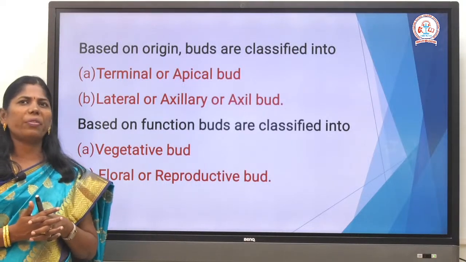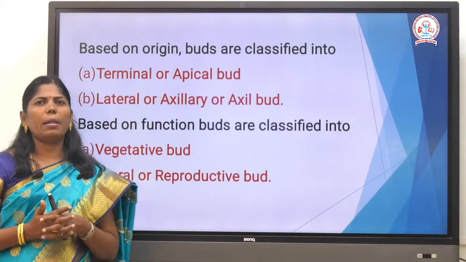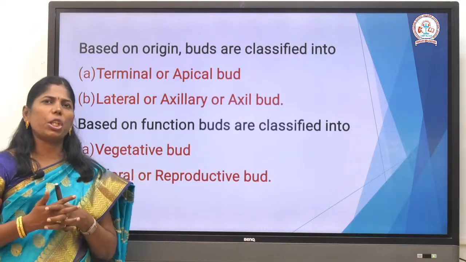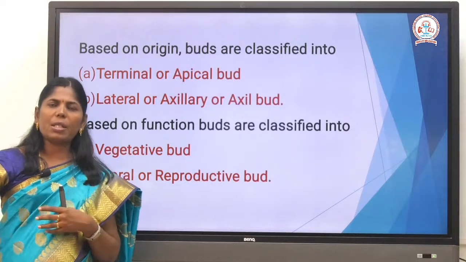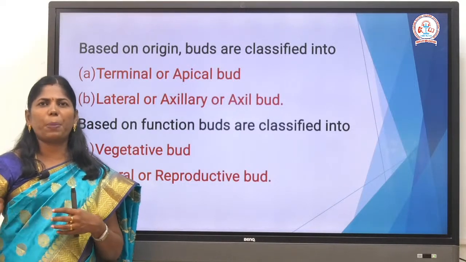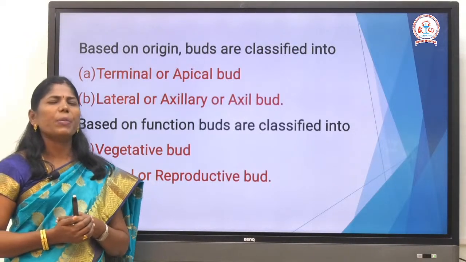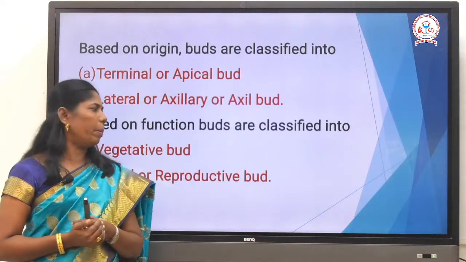So based on the functions, the buds are classified into two. One is the vegetative bud, another one is a reproductive bud. Vegetative bud means from the vegetative parts, the root, stem and leaf, which gives rise to the next generation, which gives rise to the next plant. So that is considered as a vegetative bud. The reproductive bud, that is only the flower, is considered as a reproductive bud.